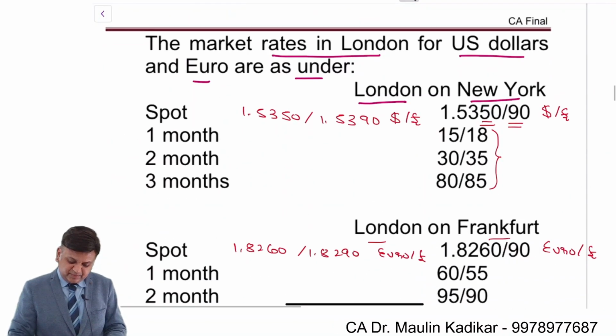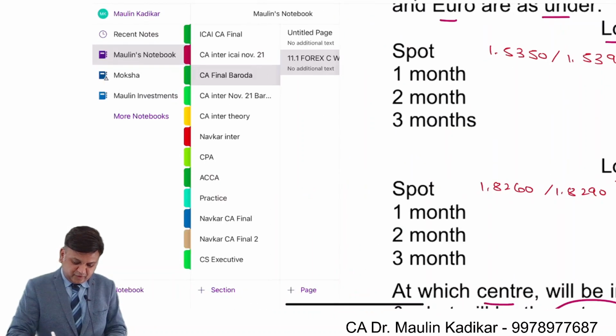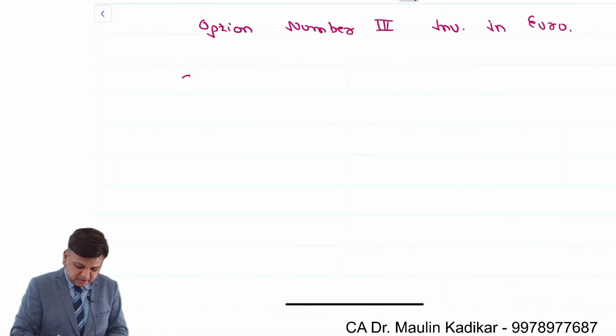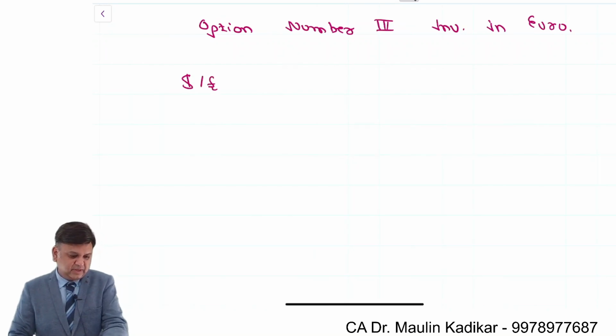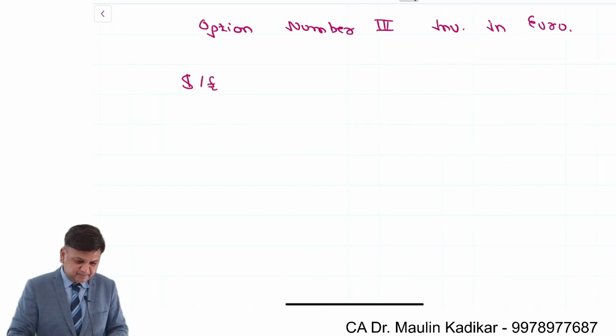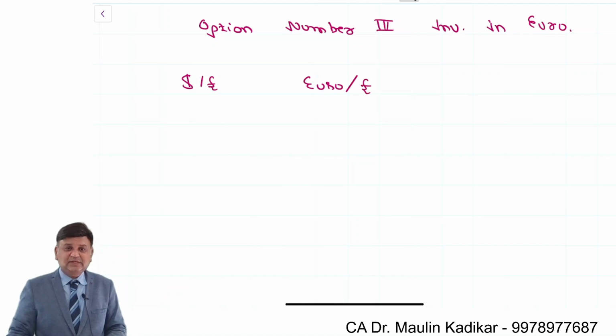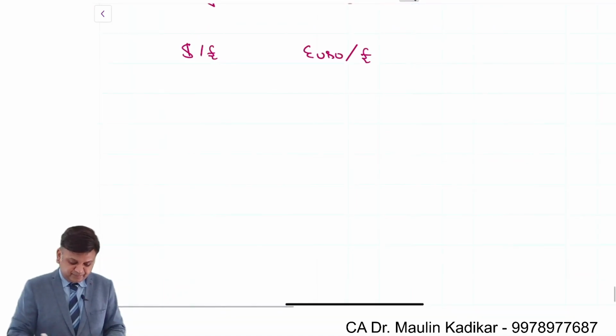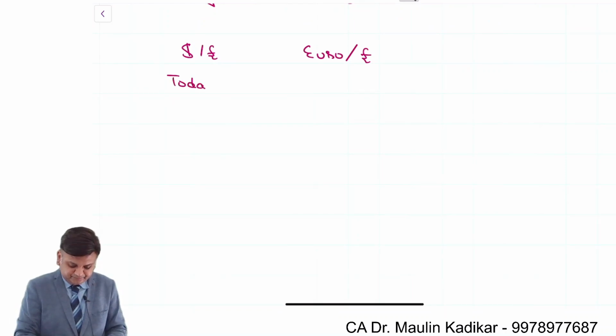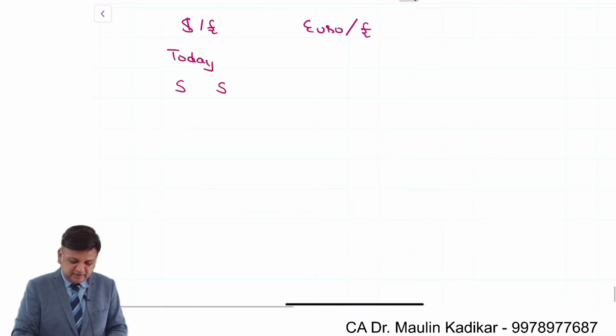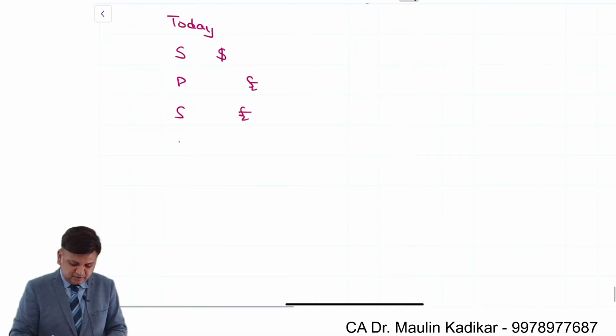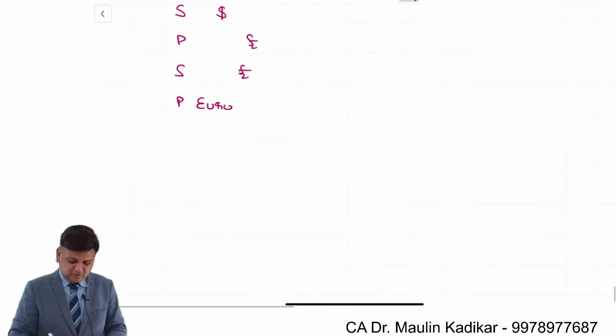The exchange rates have been provided to us for dollar and pound currency, and exchange rate information is given for euro and pound currency. This information is given to us. So today what we have to do? Today we have to sell dollar, purchase pound, sell pound, purchase euro, and then you're required to make investment in euro.